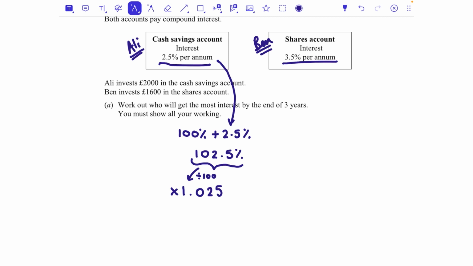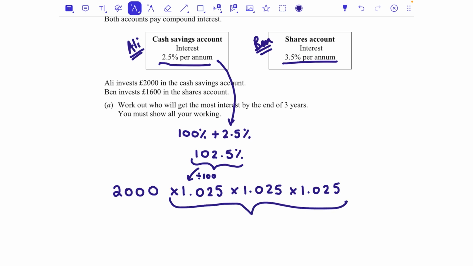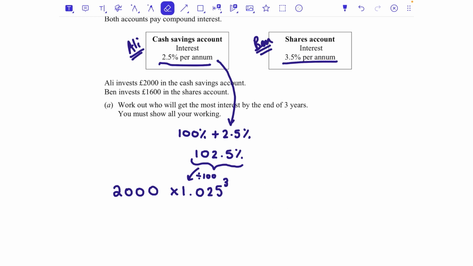Now, each year that money is in the account, we're going to want to times it by 1.025. So if Ali is investing £2,000, we're going to times it by 1.025 for the first year. Then we're going to times it by 1.025 for the second year. And then we're going to take that amount and times it by 1.025 again. So ultimately, we're timesing it by 1.025 once, twice, 3 times because we want to know what will happen by the end of 3 years. But there's a quicker way of doing that. Because this is just multiplying by itself, we can just say that that is the same as multiplying by 1.025 cubed, and that is why the power is the number of years that you're getting that rate for.